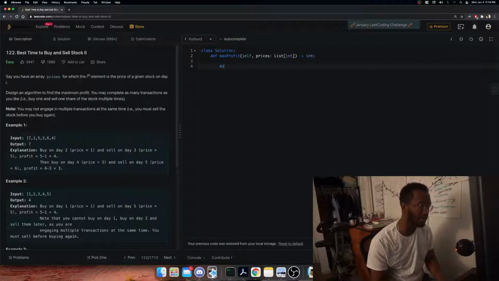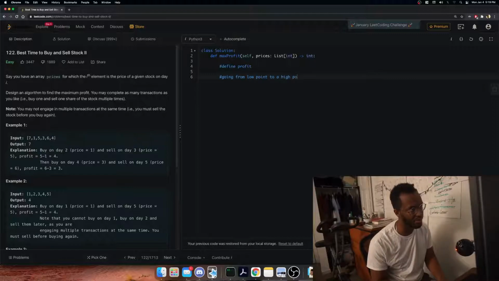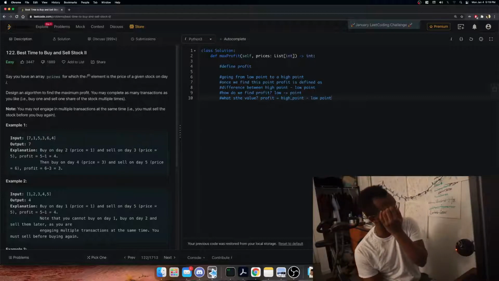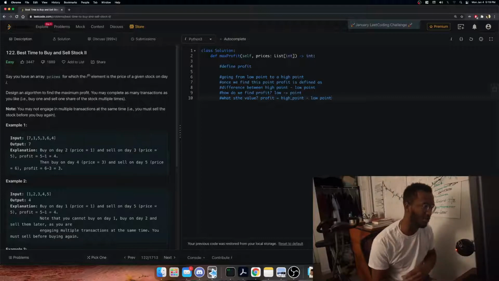So we said, let's define profit. It's going from a low point to a high point. Once we find this point, profit is defined as the difference between the high point minus the low point. So we said, how do we find profit? Low to high point. When we do find the profit, what's the value? Profit is equal to the high point minus the low point. And so we can take this greedy approach and just extrapolate it to the whole graph.